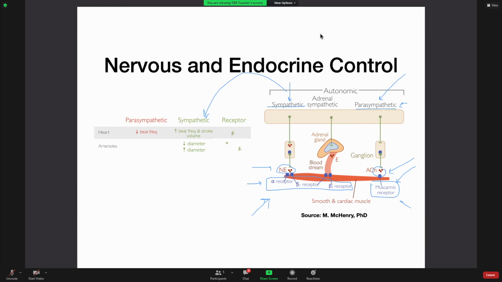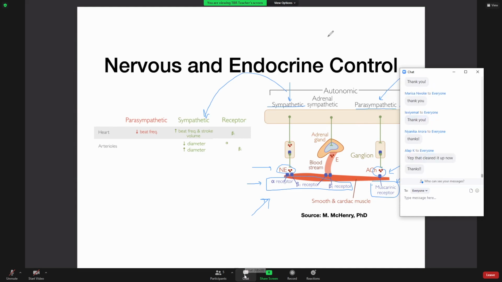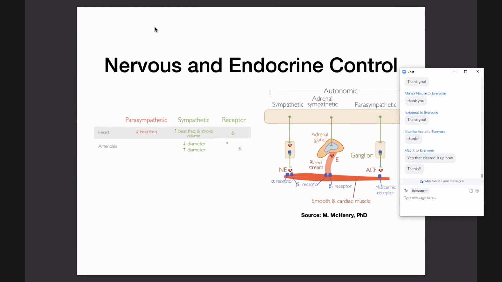I just had to speed up because we've taken so long with the tangents. So awesome. I am glad.